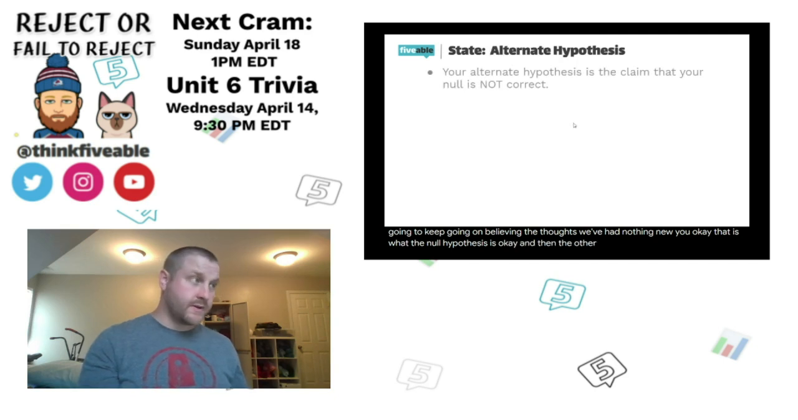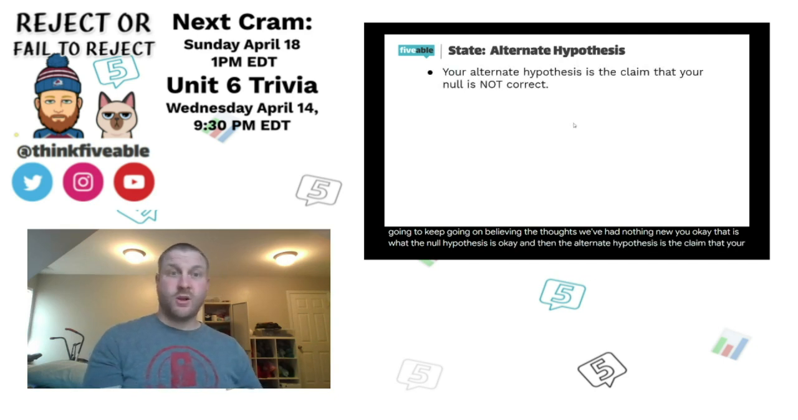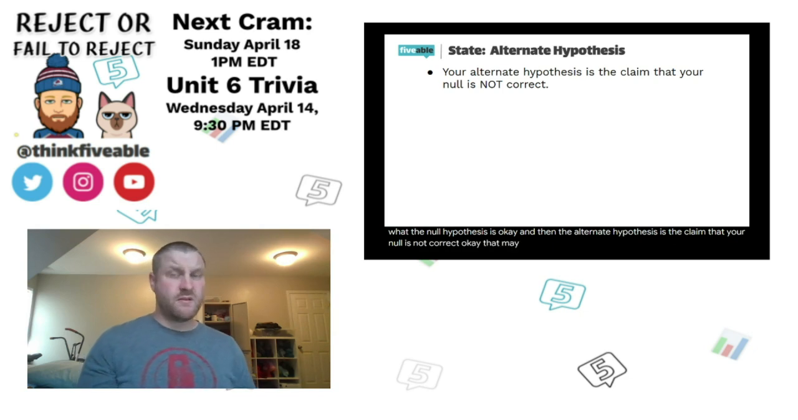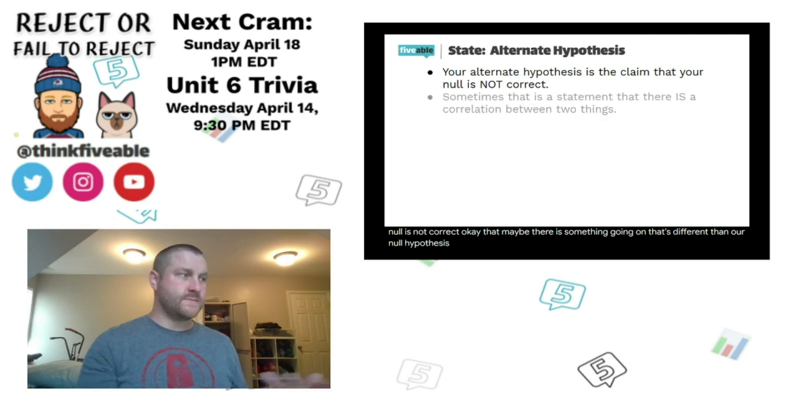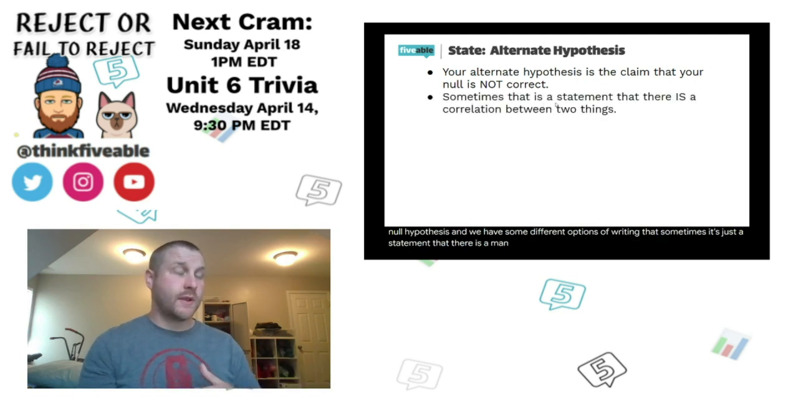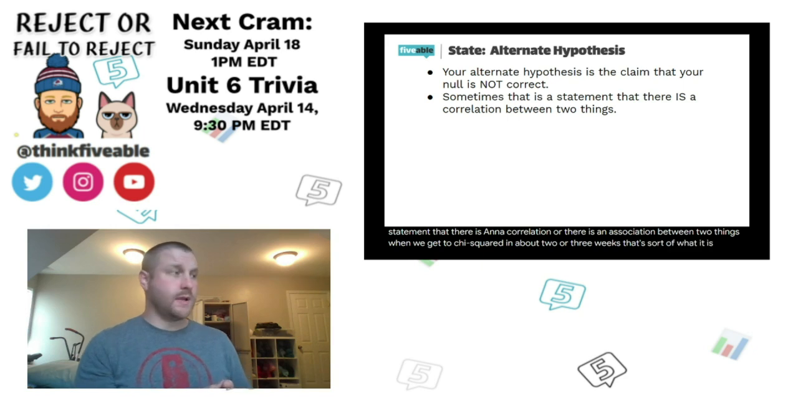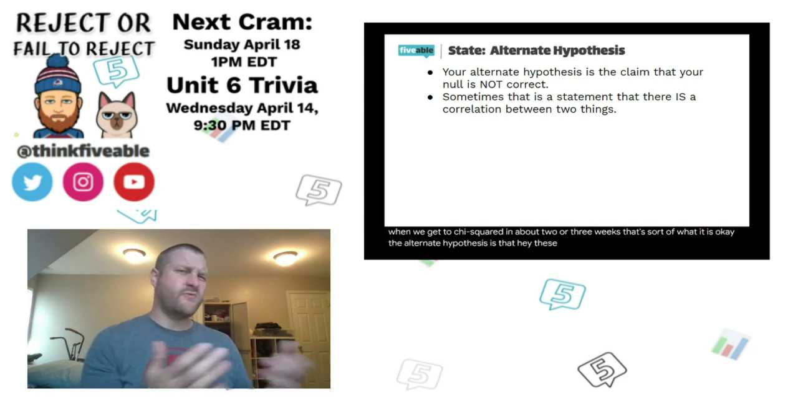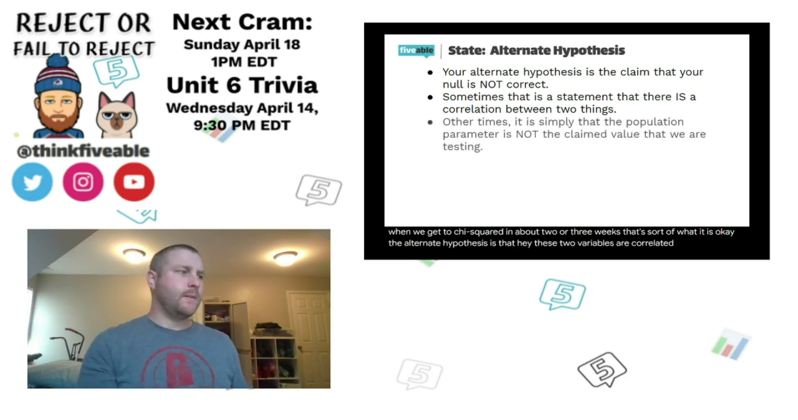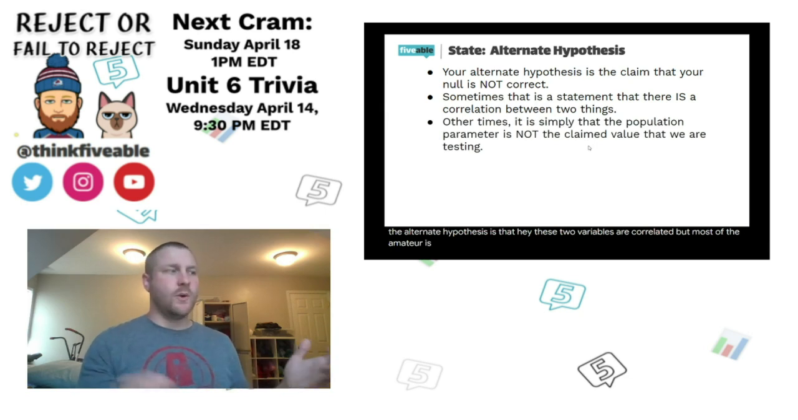And then the alternate hypothesis is the claim that your null is not correct. That maybe there is something going on that's different than our null hypothesis. And we have some different options of writing that. Sometimes it's just a statement that there is a correlation or an association between two things. When we get to chi-squared in about 2 or 3 weeks, that's sort of what it is. The alternate hypothesis is that these two variables are correlated. But most of the time, it's simply that the population parameter is not whatever that claim was in the original problem.